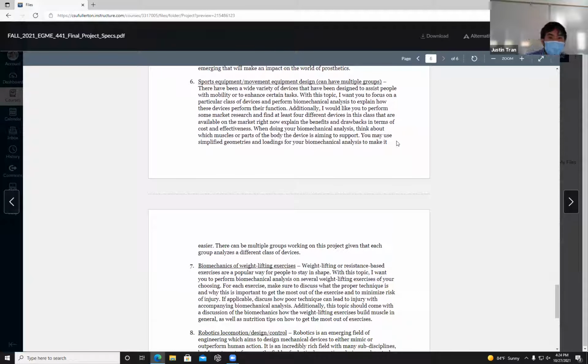Number 6 is a general topic of any kind of device that's used to either assist a person with mobility or to enhance certain tasks, okay? Of course, one thing that comes to mind for this is exoskeletons, which is one of the topics for homework 5, okay?